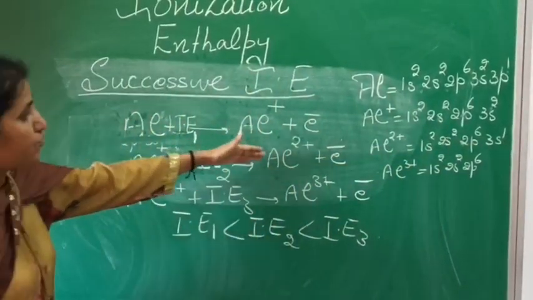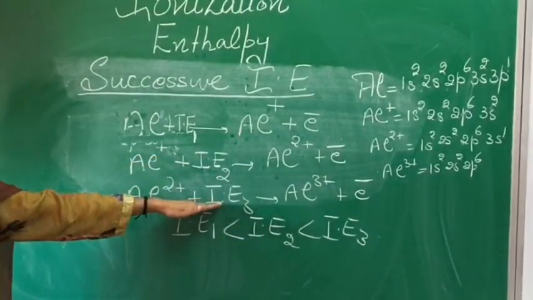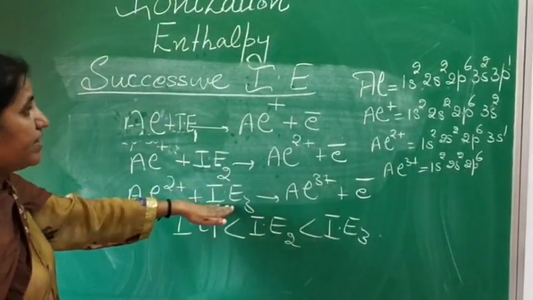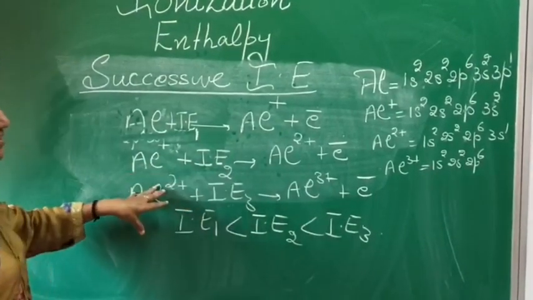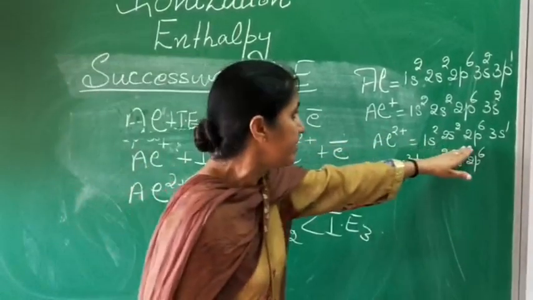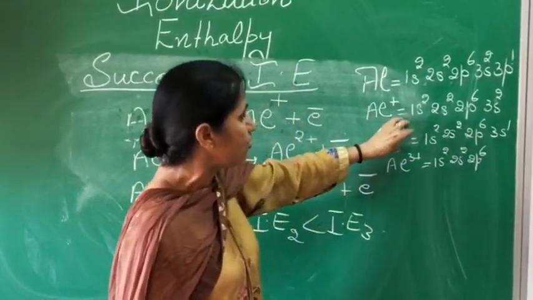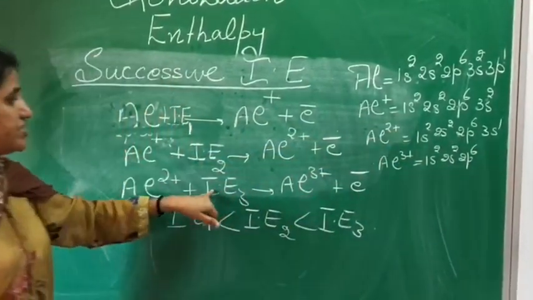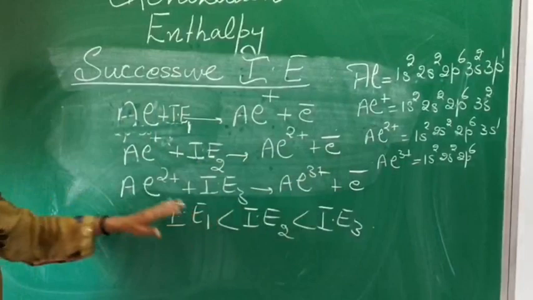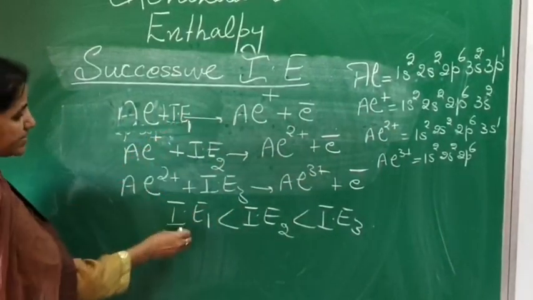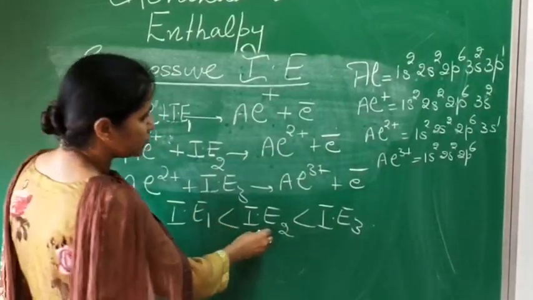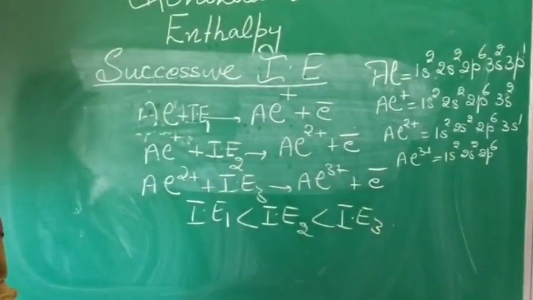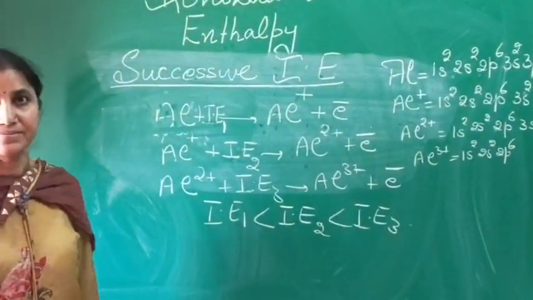Now after removing the third electron, we have to give more ionization energy, that is IE3, because in this Al2+, in order to remove the electron, the size is very small and the effective nuclear charge per electron is more, so the ionization energy IE3 will be more. So the trend of the ionization energy is IE1 is less than IE2, which is less than IE3. So the successive ionization energies always increase.